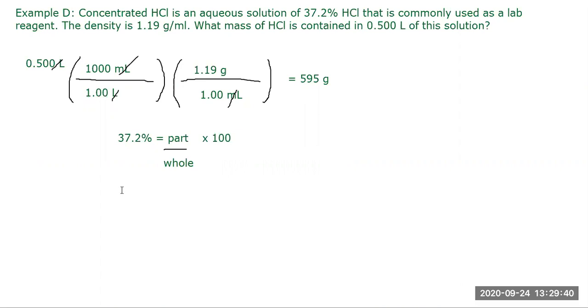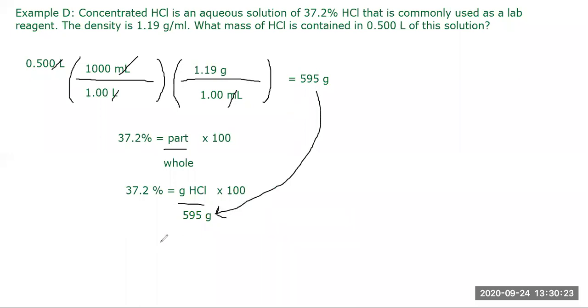Okay, so 37.2% is equal to my part. That's the question that we're solving for. That's grams of HCl over, there we go, didn't want to give me text for a second, over grams of my solution, okay, which is, in this situation, 595 grams. Pulling that number from right there.